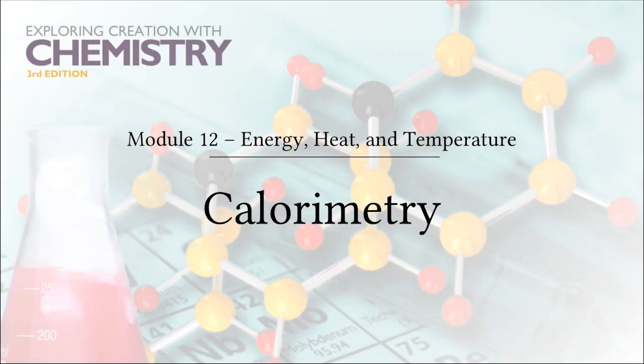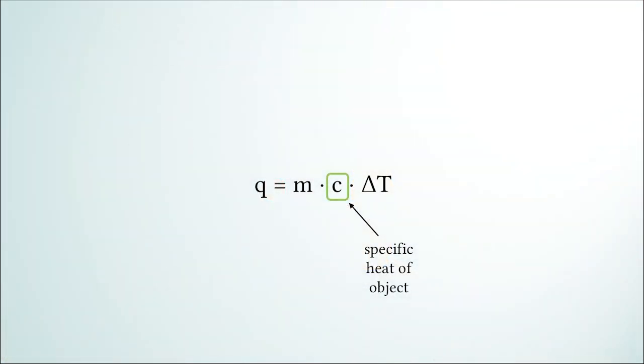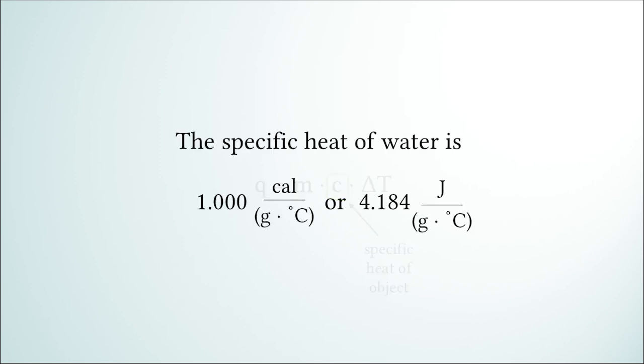Module 12, Energy, Heat, and Temperature. Calorimetry. Now that you're a bit more familiar with specific heats, there is one specific heat value you do need to memorize. It is the specific heat of water. The specific heat of water is 1.000 calories per gram degrees Celsius, or 4.184 joules per gram degrees Celsius.